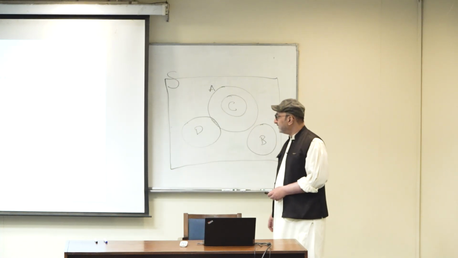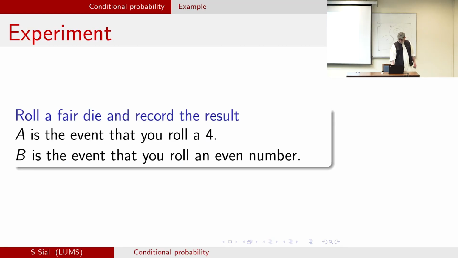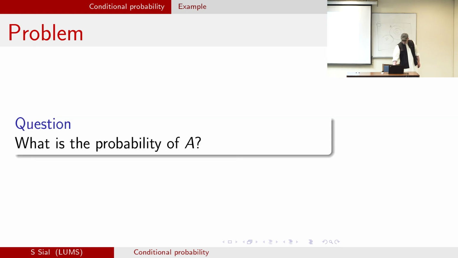So, another example. A is the event that you roll a 4. B is the event that you roll an even number. What's the probability of A? The event that you roll a 4 on a fair die: the probability that you roll a 4 is 1 out of 6.